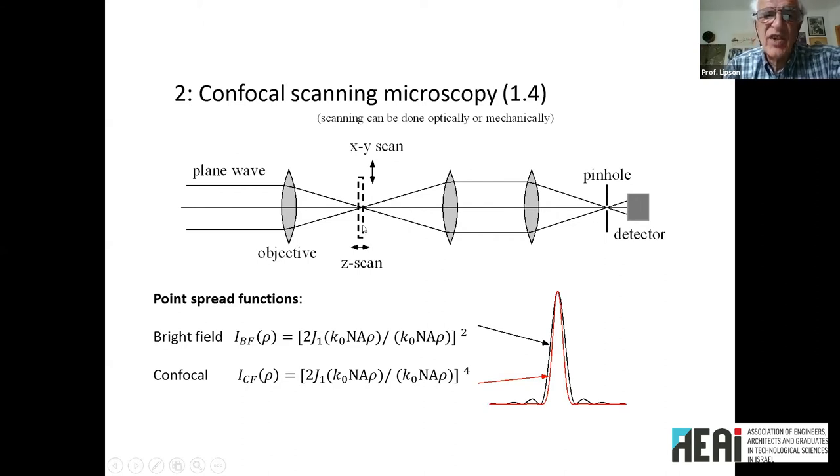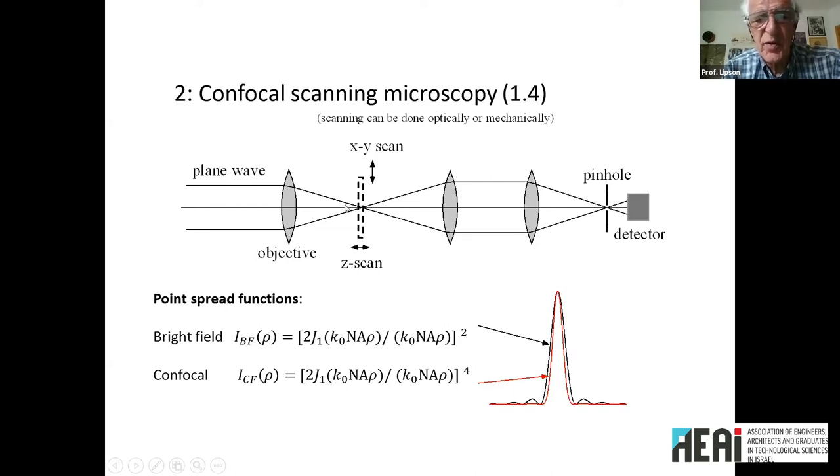The great advantage of the confocal system, which is used very significantly for a lot of things, is that it's very sensitive to the Z position. If you move the object in the Z direction, this works. Light goes through the pinhole only if it is light that has gone through the conjugate plane to the pinhole in the object.